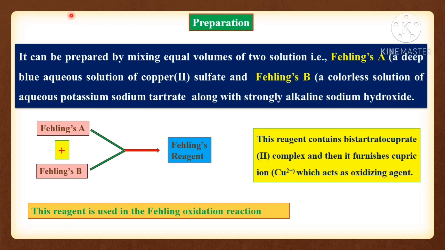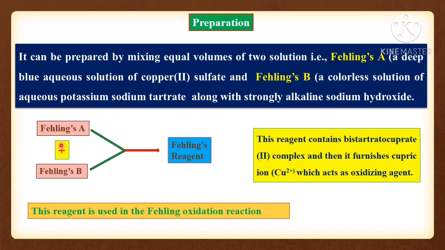Now, let's see the preparation of Fehling reagent. This reagent can be prepared by mixing equal volume of two solutions, that is Fehling A and Fehling B. Here, Fehling A is a deep blue aqueous solution of copper 2 sulfate and Fehling B is a colorless solution of aqueous potassium sodium tartrate along with strongly alkaline sodium hydroxide.